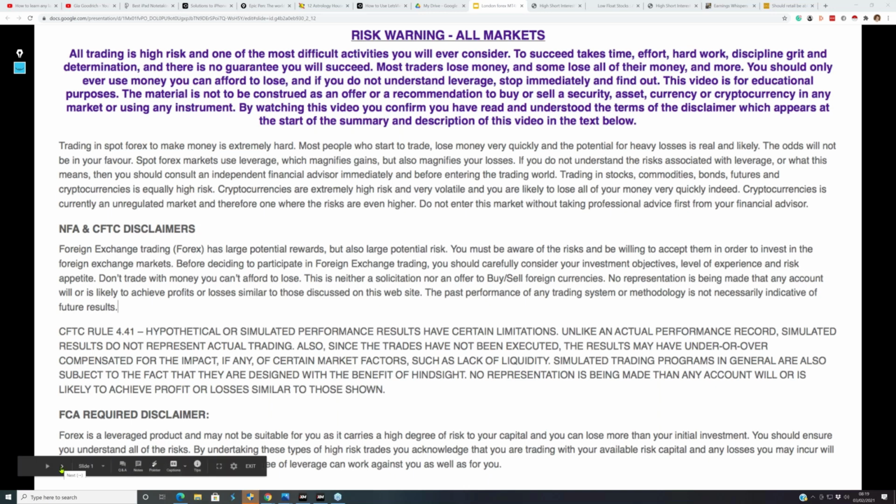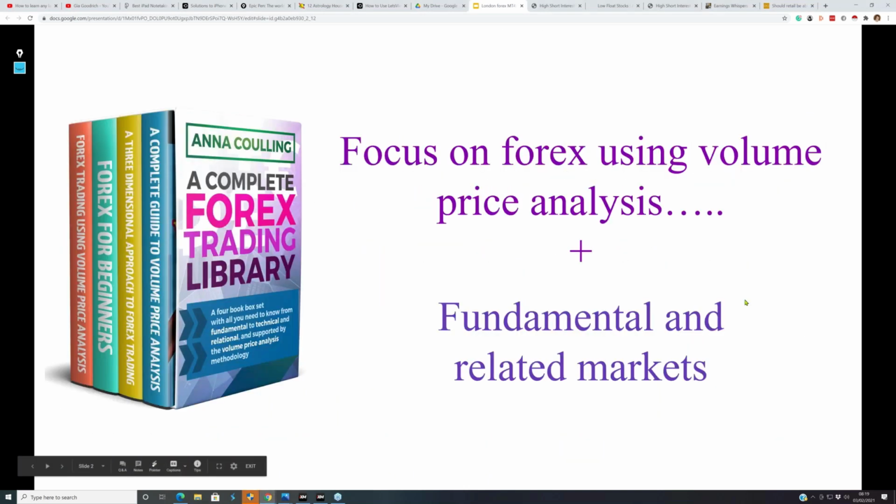Okay, very quickly. We are going to be looking at what's been happening in the world of Forex, and we are going to be looking at it through what we call the prism of volume price analysis. That's the way we do the technical analysis of the charts. In other words, we look at price action, we look at volume.